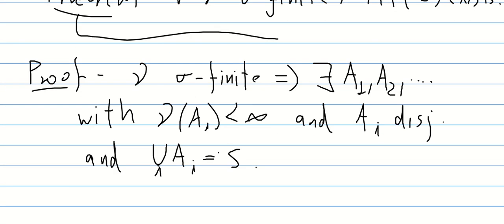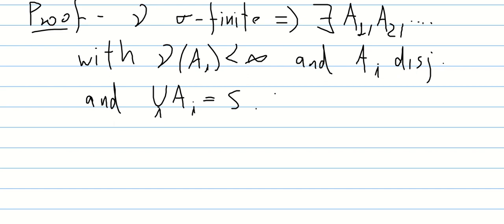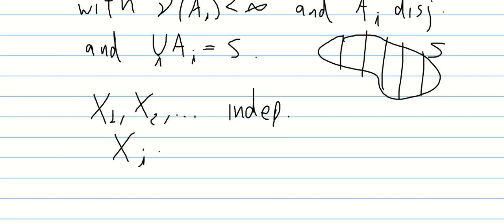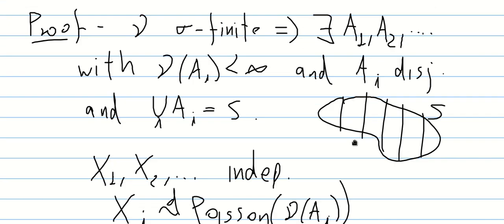Here we are first slicing the space to get finite things so that our Poisson variables make more sense. So now we have this partition of S into finite pieces, finitely measured pieces, and we can already define ξ_i to be independent, with ξ_i distributed as Poisson with parameter ν(A_i). So it's exactly what our definition asks us.